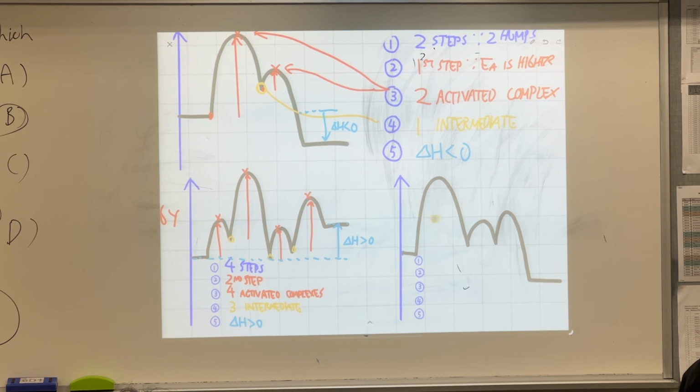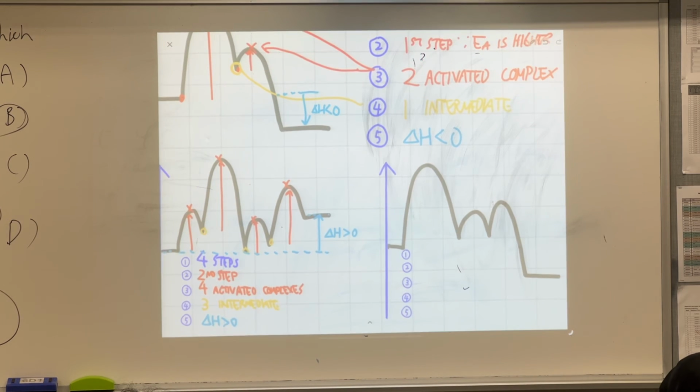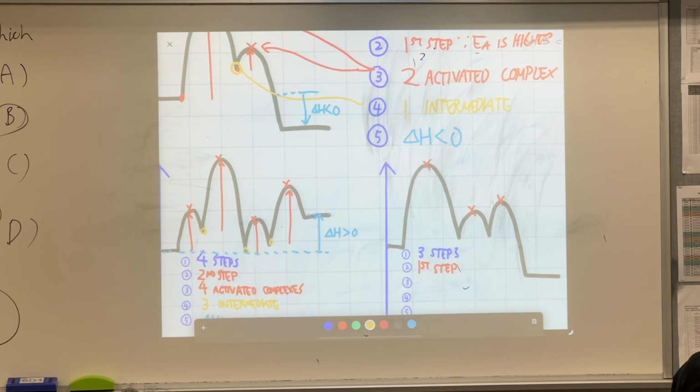So finally, I think you can tell me the answer real quick as well for this one. How many steps? 3. So 3 steps. And then the first step is the slowest, yes. And then 3 activated complex, yes. And how many valleys? 2. Okay, we remember to call it intermediate in exam. So 2 intermediates, 3 activated complex.